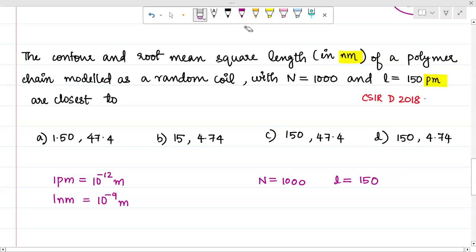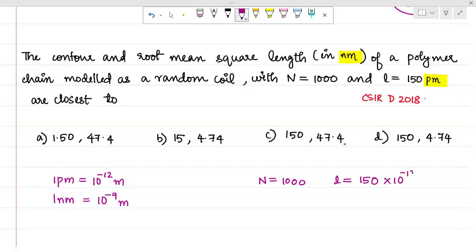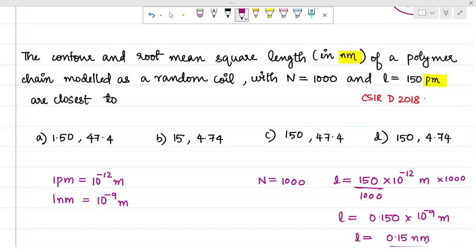So instead of picometers, I'll write it as into 10 to the power minus 12 meters. Now, if I have to convert it into nano, I need 10 to the power minus 9. So I'm going to divide it by 1000 and multiply it by 1000. Correct? So now L is equal to 150 by 1000, which is 0.150 into 10 to the power minus 12 into 10 to the power 3, which is 10 to the power minus 9 meters. So I have got length in nanometers, 0.150 nanometers. Okay, that is easy.